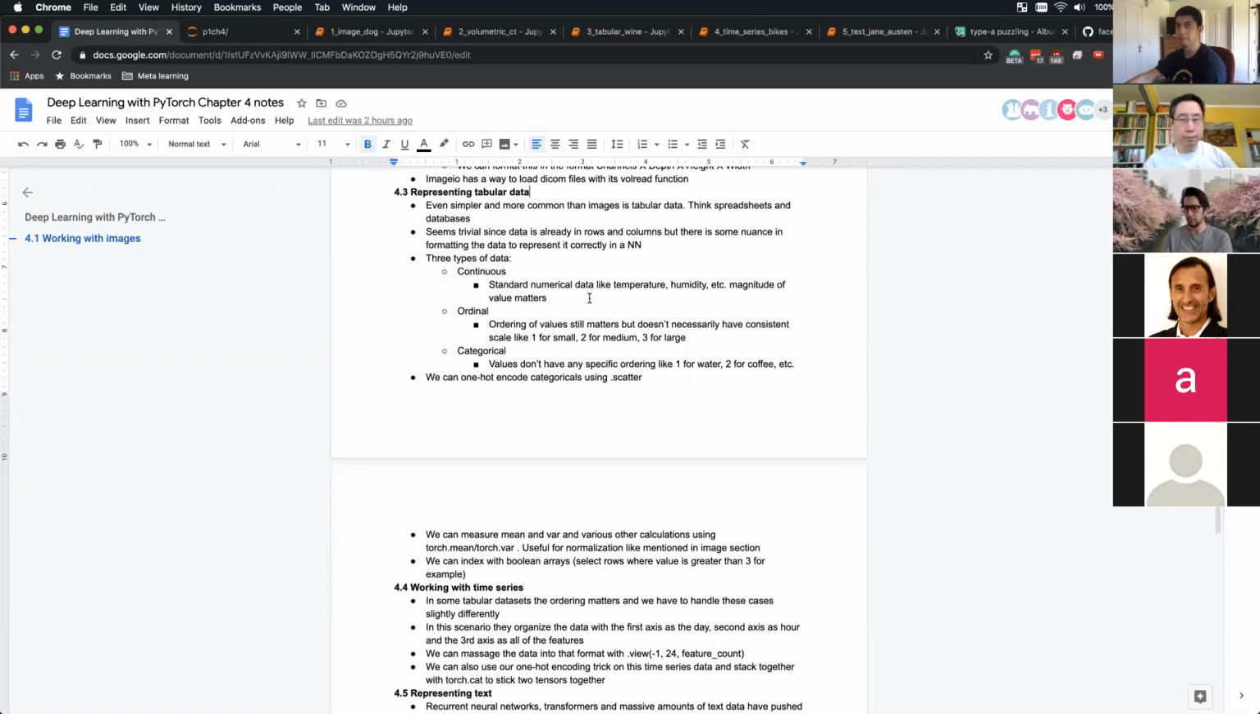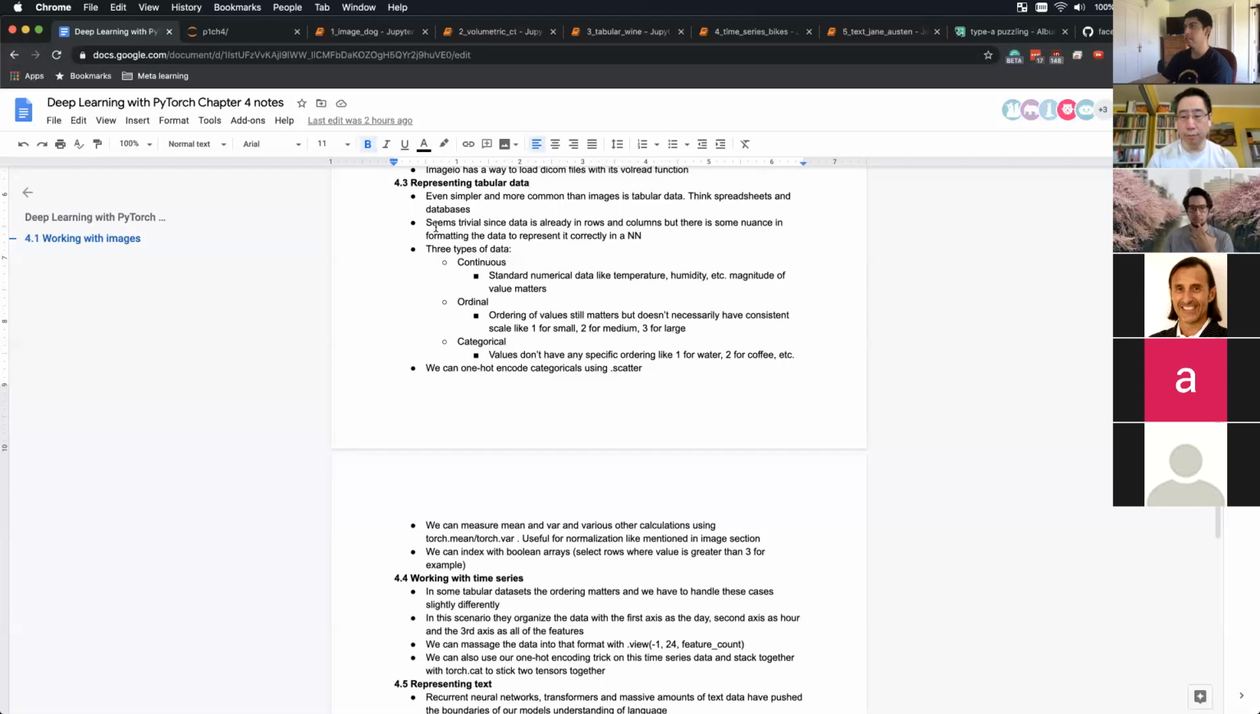Moving on to tabular data. Images are interesting, but they're honestly not as common as tabular data. Tabular data is probably 90+% of what most people actually interact with. This is all of your spreadsheets and your databases and everything like that.